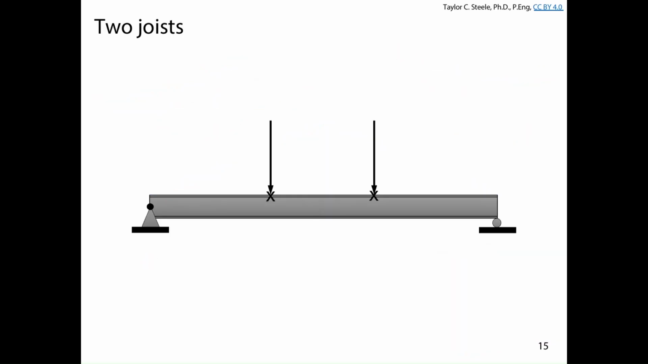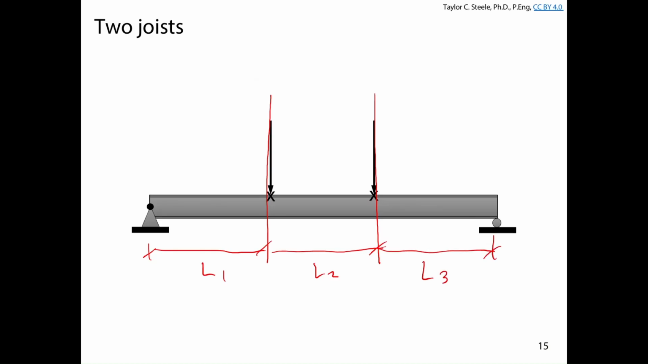It's more common to have more joists, so let's say we've got two joists. Here we've got loads coming in from the joists. The X also denote that those joists are providing lateral restraint to the compression flange. And so now we have three segments that we need to consider. Here we've got L1, here we've got L2, and here we've got L3. So we've got three segments to consider the lateral torsional buckling resistance for, and we're going to calculate them based on L1, L2, and L3.